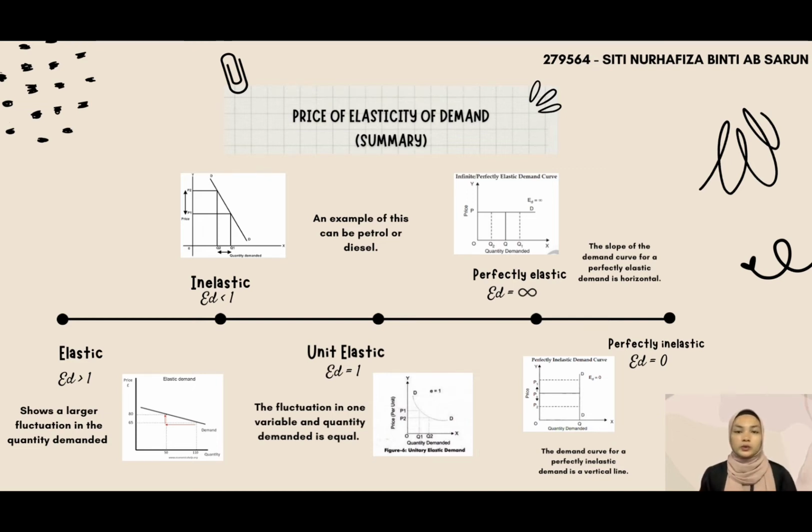A flatter curve will represent a higher elastic demand. Thus, the slope of the demand curve for a perfectly elastic demand is horizontal. Thus, the demand curve for a perfectly inelastic demand is a vertical line. That is, the slope of the curve is 0.